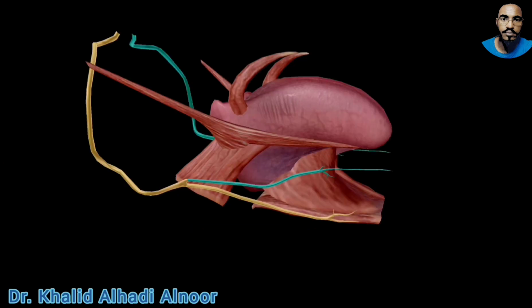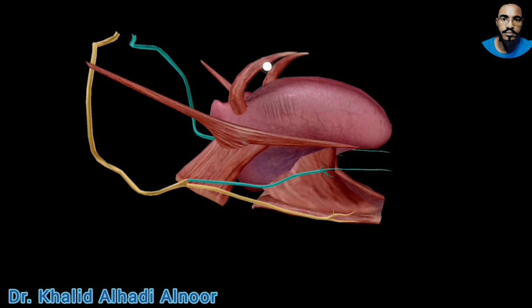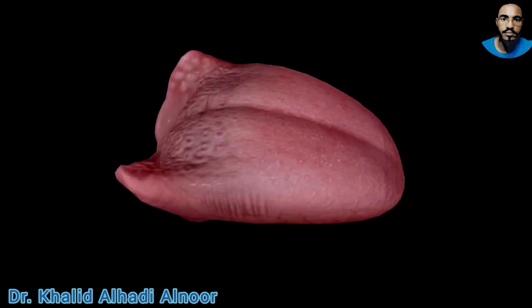All these muscles are innervated by the hypoglossal nerve, the 12th cranial nerve, except one muscle, which is the palatoglossus, which is innervated by the pharyngeal plexus. Common MCQ question in the exam: all muscles of the tongue, intrinsic and extrinsic, are innervated by the hypoglossal nerve, except the palatoglossus, which is innervated by the pharyngeal plexus.